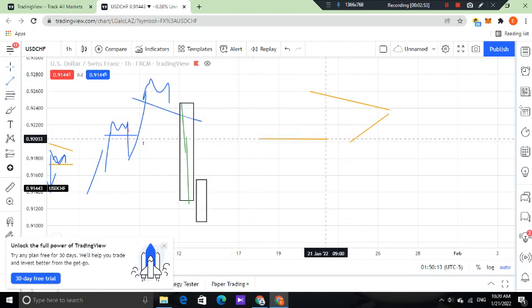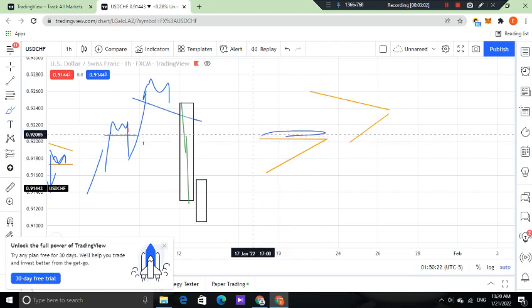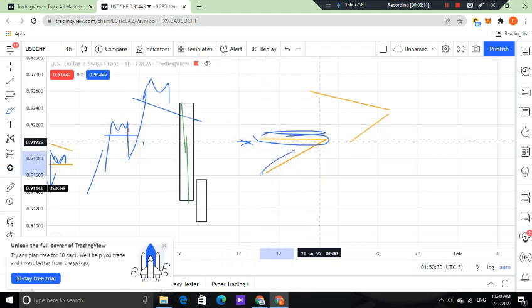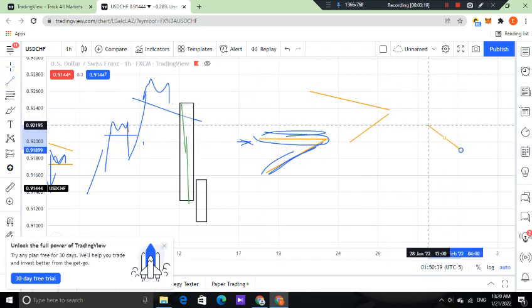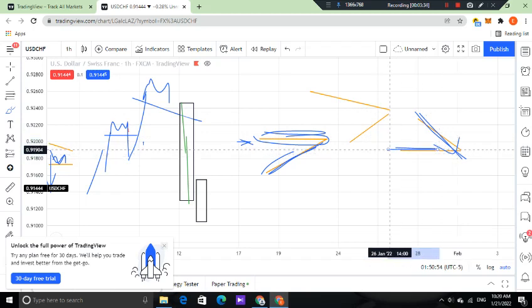Another kind of triangle is something like this. You have a horizontal line as a resistance, you can call it a resistance, whatever, as an upper line, and this bullish line at the bottom. Another kind of triangle is the opposite of this, where we have a horizontal line at the bottom and a bearish trend line at the top.